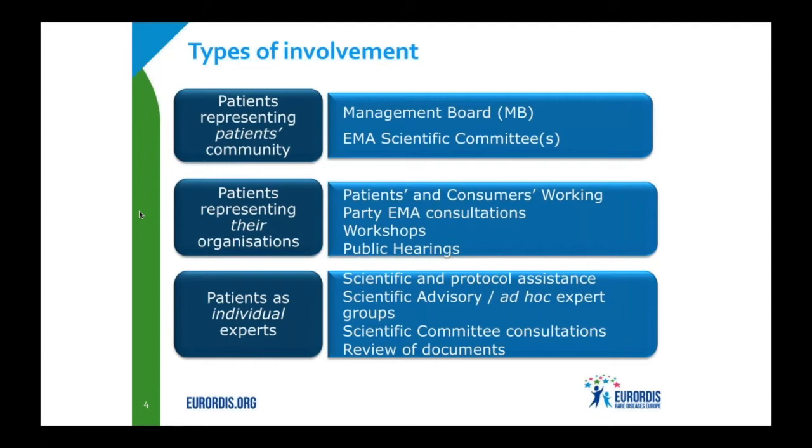The types of involvement can be classified into 3 categories. Patients can be involved at the agency representing the patient community at large, as they do being part of the EMA management board and also in the scientific committees. Patients can also represent their own organizations, like at the Patient and Consumers Working Party, and in other activities like the public hearings, for example.